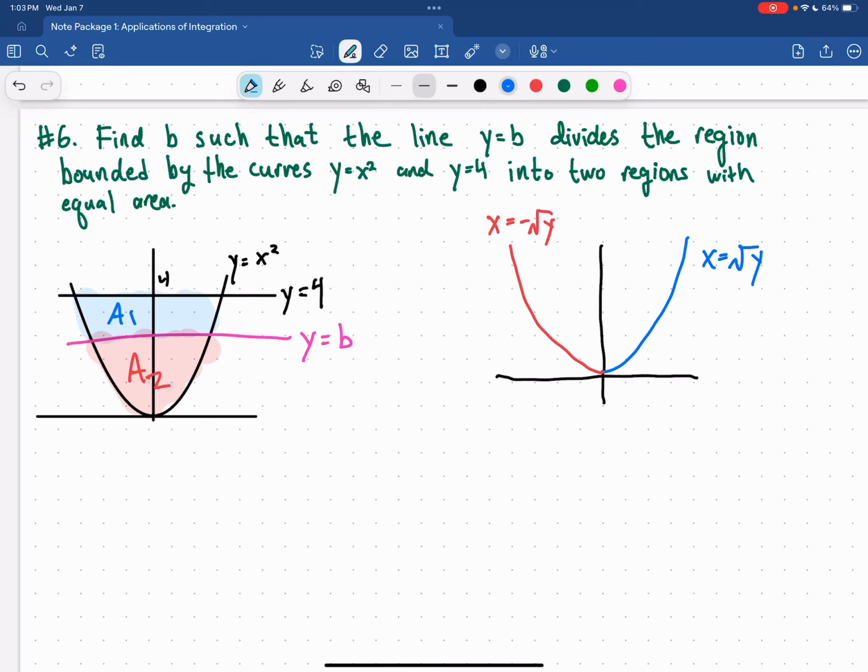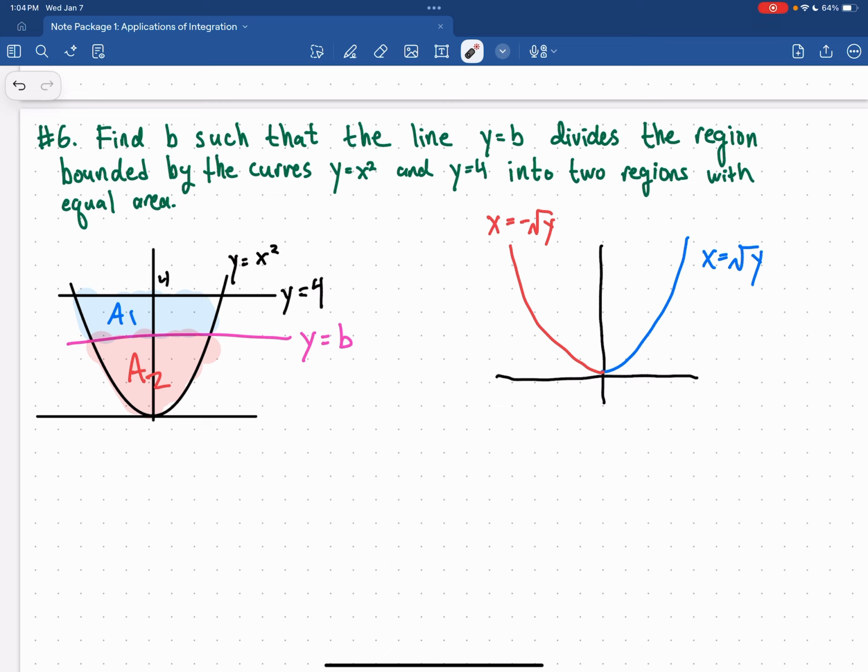So for example 6, which we didn't do in class, but I'm leaving as an exercise, we will find the value of b such that the line y is equal to b divides the region bounded by the curves y is equal to x squared and y is equal to 4 into two regions with equal area. And so here we've got y is equal to x squared and y is equal to 4 sketched out. So we can see this is that whole region between it.